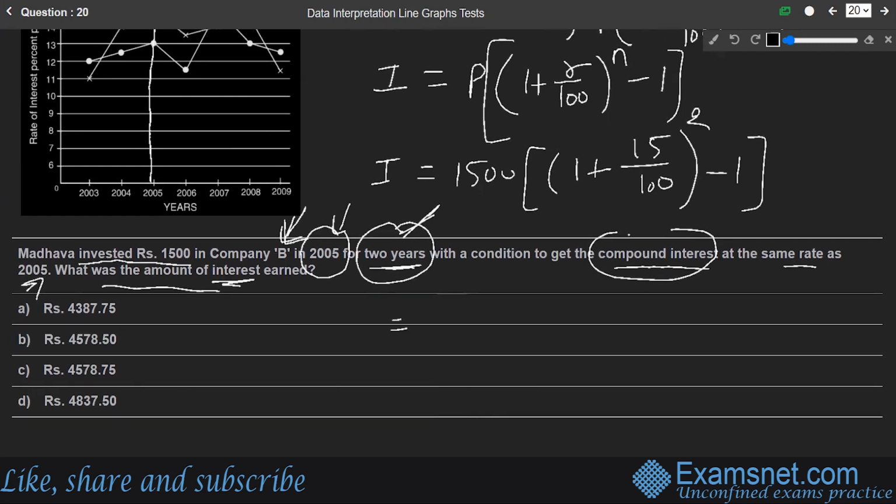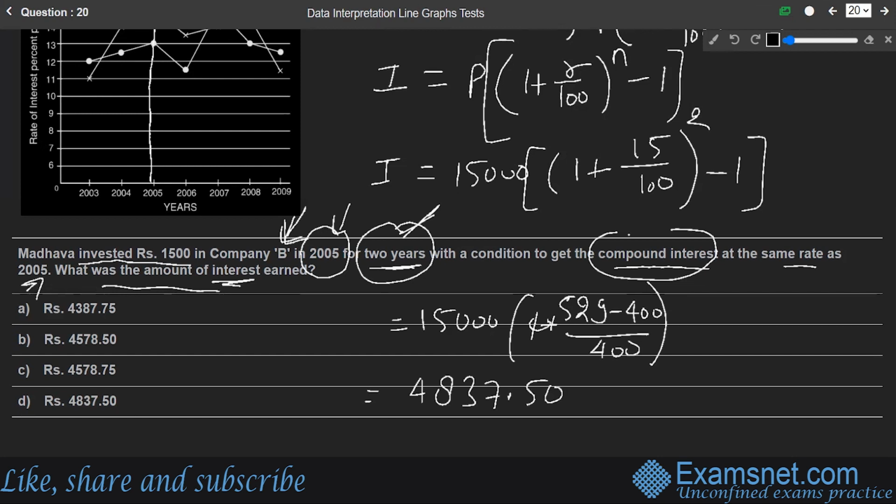And if we do that, how much does this become? This was 1,500 or 15,000. This is the root confusion. So this is 15,000. The principal amount is 15,000 here. So 15,000 times 1 plus 15 over 100 we can find out as 529 minus 400 divided by 400. If you solve this further, the value comes out to be rupees 4,837.50. So that is the amount of interest. 4,837.50 becomes the interest value, which is available in option number D, and becomes the right answer.